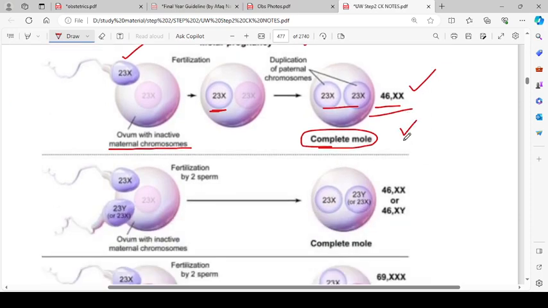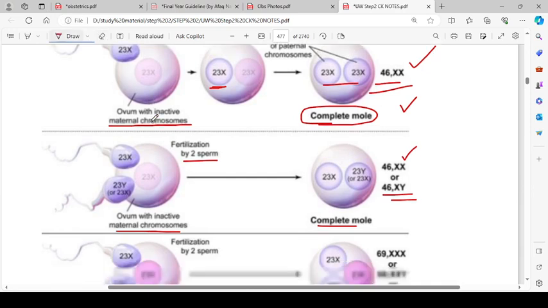Then there is another situation in which a complete mole is formed. In this situation, there is an ovum with inactivated maternal chromosomes. Two sperms come and fertilize it, and we get either 46XX or 46XY. You must remember that 46YY is not possible. Two Ys cannot form a viable cell. There must be at least one X chromosome to make the zygote, or you may call it a pregnancy, viable.